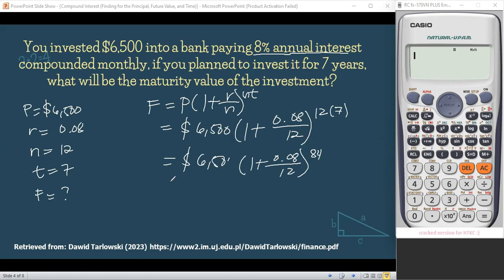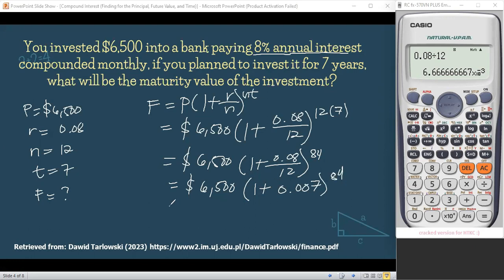$6,500. Bago po tayo mag-raise, kailangan na i-simplify po muna natin ito. So we have 0.08 divided by 12. That is equal to 0.007 approximately. So that is 6,500 times 1 plus 0.007 approximately raised to 84.